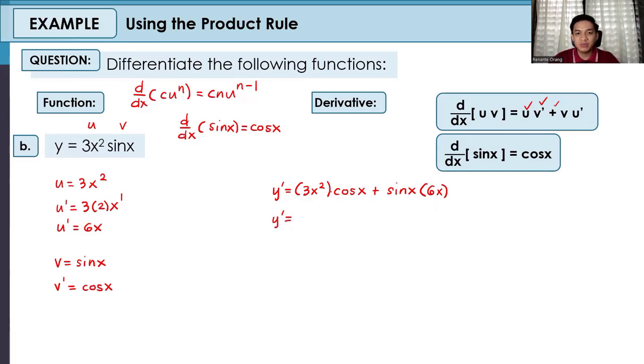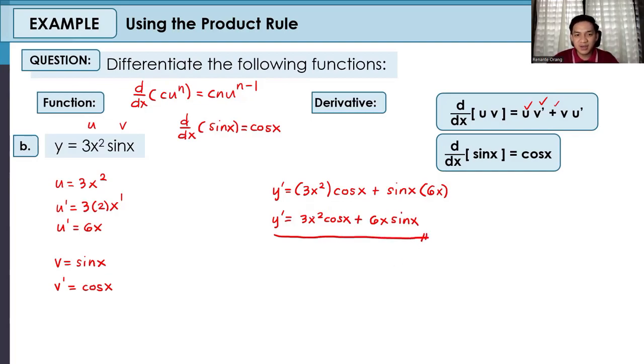Next thing that we need to do is to simplify na lang. We have 3x squared multiplied by cosine of x is still 3x squared cosine of x. So, bawal po siyang i-multiply sa loob if we are dealing with trigonometric functions. Plus, we have sine x multiplied by 6x. Again, class, bawal po siyang i-multiply sa loob. So, eto, ilalagay lang natin sa front, magiging 6x sine of x because we are dealing with trigonometric functions. By inspection class, this is our final answer.